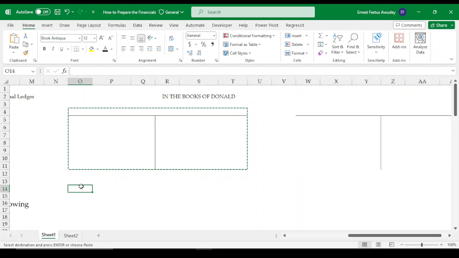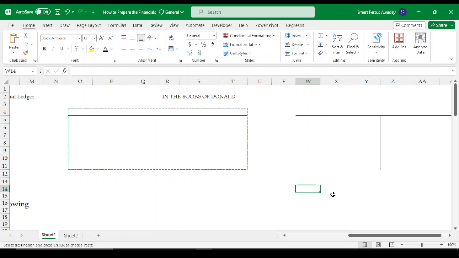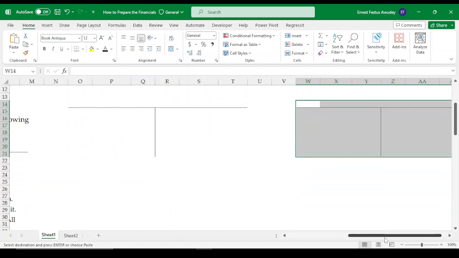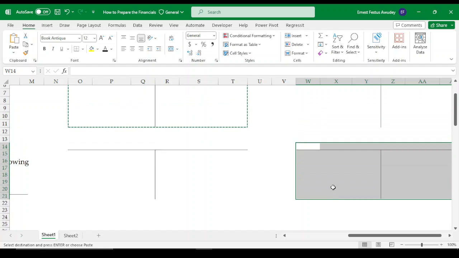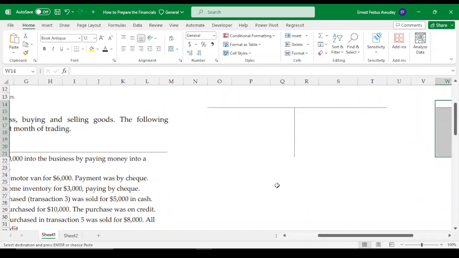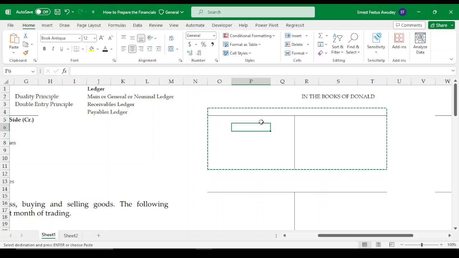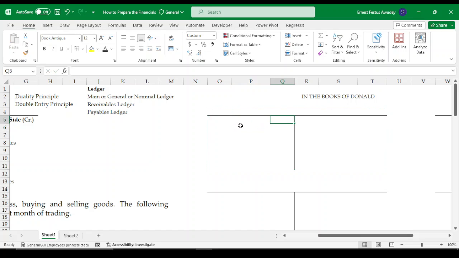I'll come down here and paste the same thing, and repeat it a number of times. So we have that. You don't know the number of transactions that are going to enter into each account. So what you can do is, before we even continue that, I want to change this a little.